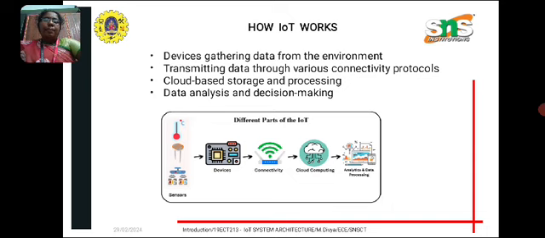This is the IoT architecture. How IoT works: it contains the sensors. The sensors transmit data to the controller. The controller transmits data to the cloud by using either Wi-Fi, Bluetooth, or Zigbee technologies. Based on the data, the cloud processes and analyzes it. Based on that, the user can interface.